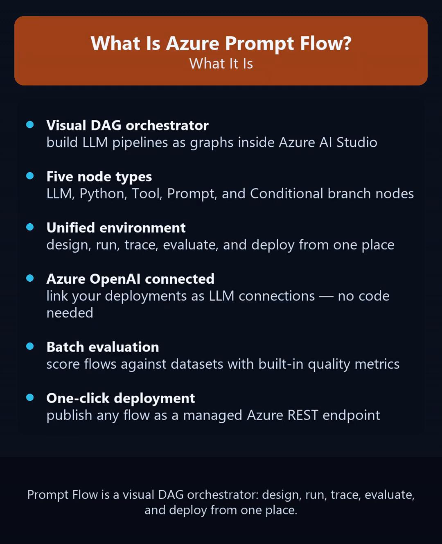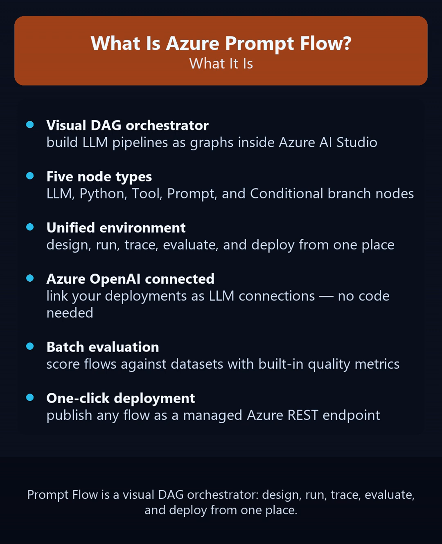Azure Prompt Flow is a visual DAG-based orchestration tool inside Azure AI Studio. You build LLM pipelines as graphs, with nodes for prompts, Python functions, LLM calls, and conditionals. Run them interactively, batch test against datasets, compare prompt variants, and deploy as managed REST endpoints, all from one environment connected to your Azure OpenAI deployments.